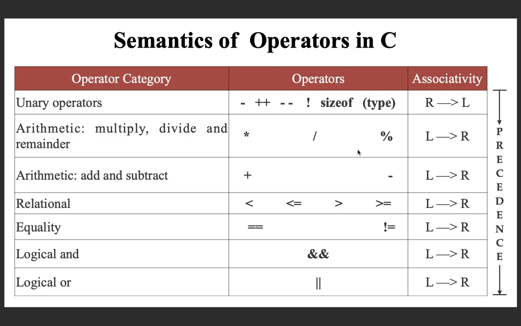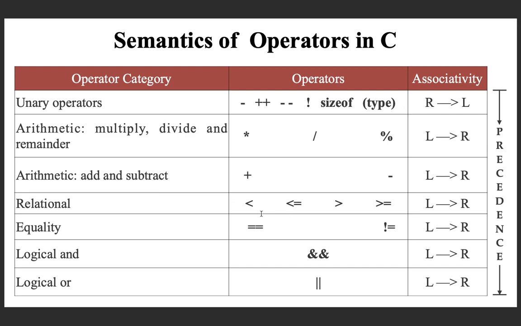Then comes the arithmetic operators: multiplication, division and remainder. They all have the same precedence, and their associativity is from left to right. Then comes addition and subtraction, with less precedence when compared to these. Again left to right. For all other operators, associativity is left to right other than unary.